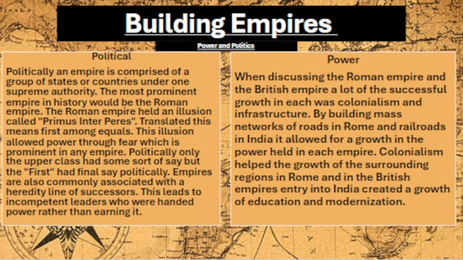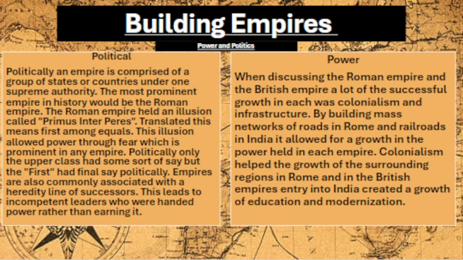Empires are also commonly associated with a hereditary line of successors, which leads to incompetent leaders who were handed power rather than earning it, enjoying the shade of the tree that was planted before them, but not understanding how to get the tree to grow and where that leads.